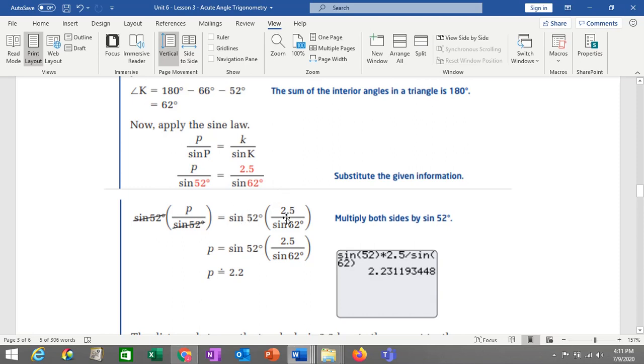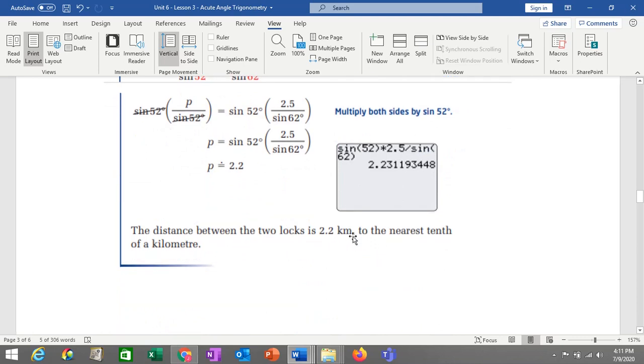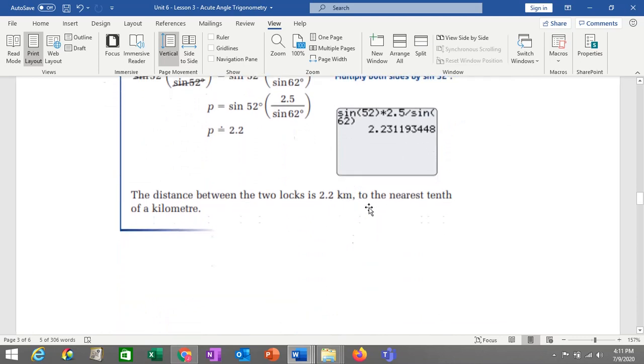So now that sine 52 is on this side, 2.5 divided by sine 62. Remember to do sine 62 before you do 2.5 divided by that, and then multiply by the sine of 52. And you get an approximate answer of 2.2. Again, that's going to be approximate. So sine of 52 and sine of most numbers is going to be a long irrational number, so you have to round it. Okay, it is a word problem, so we have a statement there. So the distance between the two locks is 2.2 kilometers.